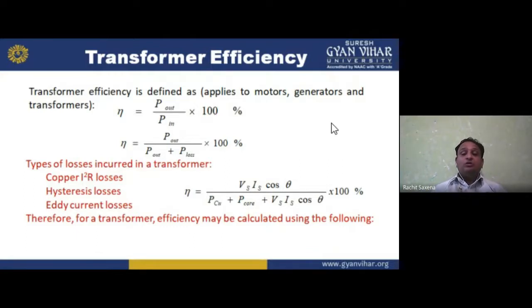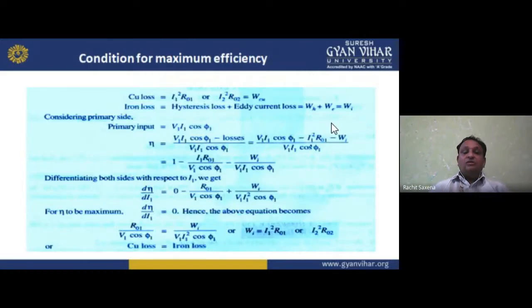I hope you understand this. Therefore, for a transformer, efficiency may be calculated using the following. Okay, now we can identify like this. Cu loss is always I1 square R01 or I2 square R02 for primary and secondary both. Iron losses are the combination of hysteresis loss plus eddy current loss. So W_H plus W_E is always considered W_i.